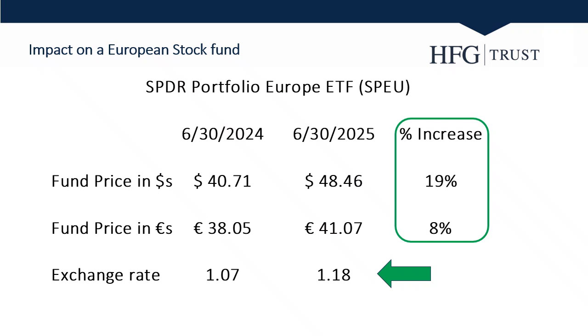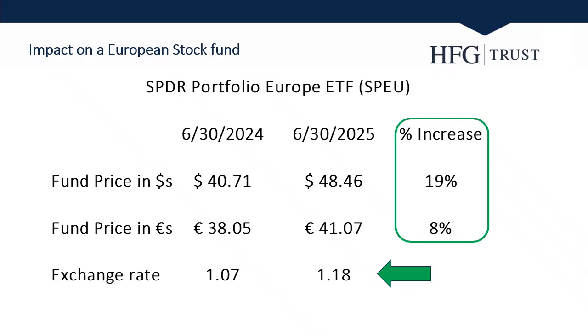When you bought it in US dollars, you earned 19% on this fund. If you were sitting in Europe and you bought it in euros, you would only earn 8%. Now, the companies represented within this fund are in Europe, and so they transact using the euro. So 8% is a true representation of how this fund performed without any currency exchange involved.